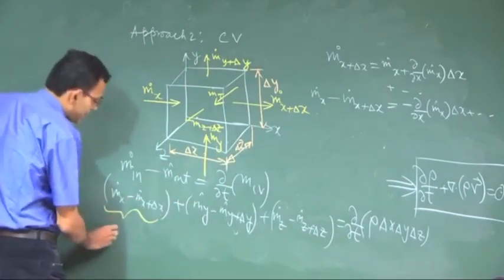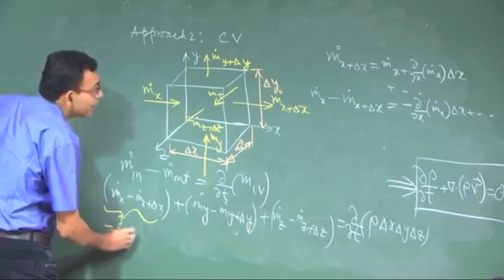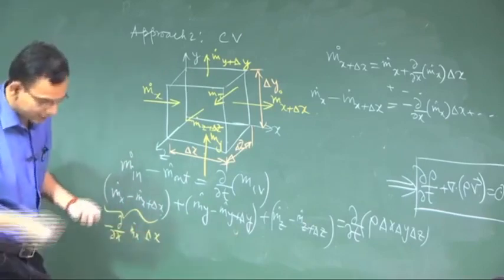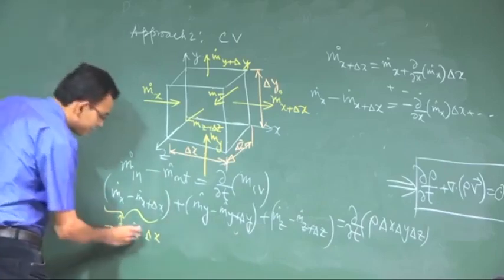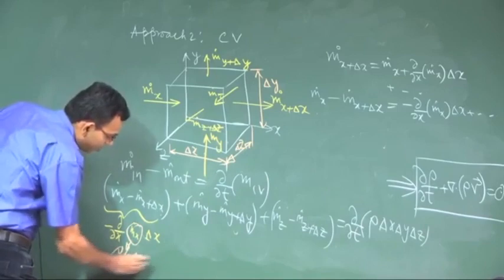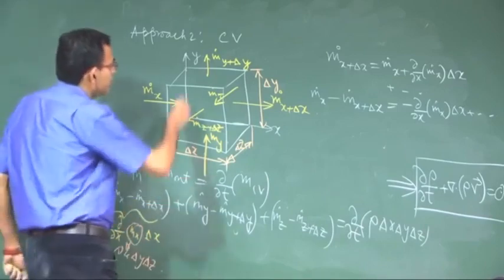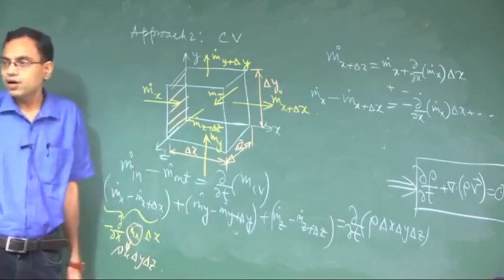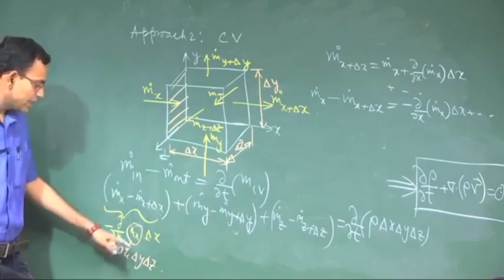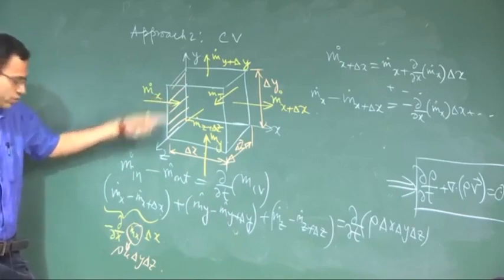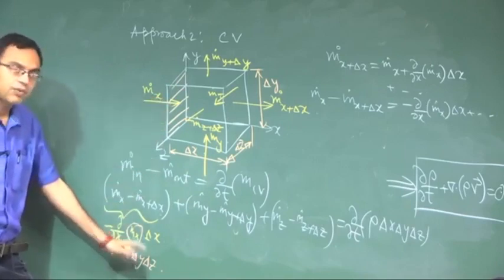that is minus del del x of m dot x into delta x, and this m dot x is nothing but rho into u into delta y into delta z. What is this m dot x? If you consider this surface has an area of delta y into delta z and the velocity perpendicular to that is u, so, rho into u into delta y into delta z.